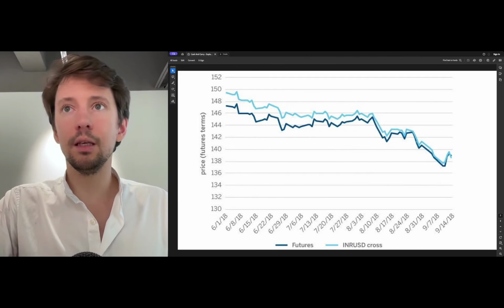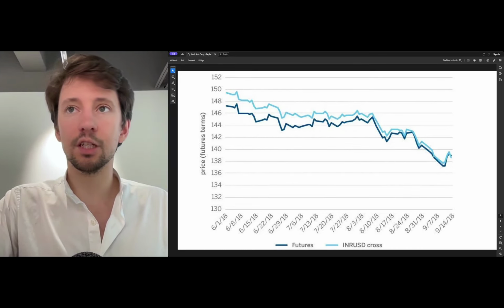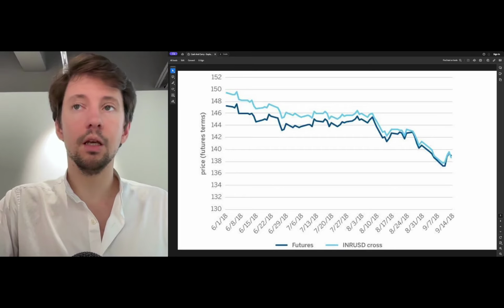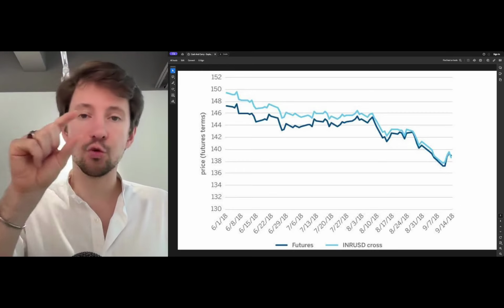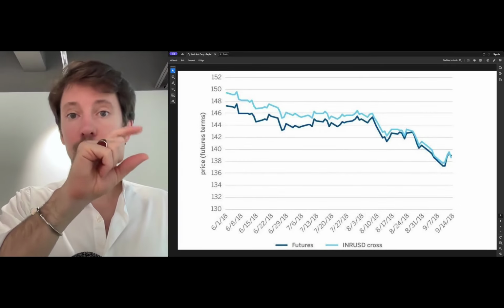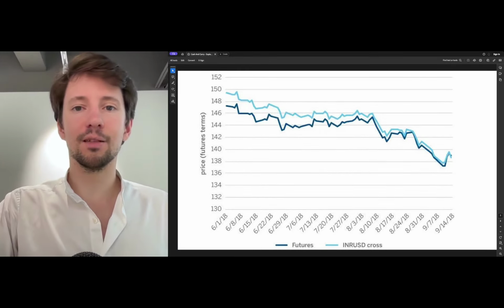But what you see here is at the end, towards expiry, the prices end up meeting and then totally being exactly the same. And that's the profit you're making. Is that shrinking between the premium, between the price difference of those two contracts.